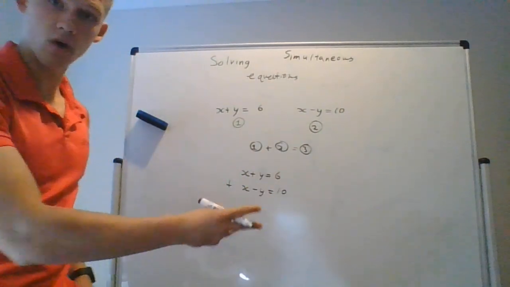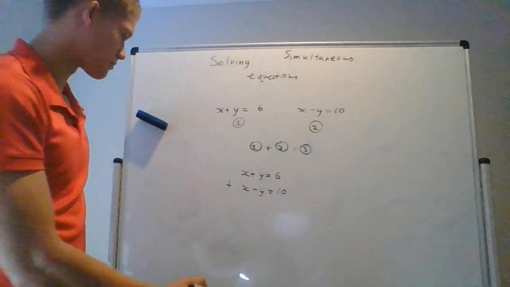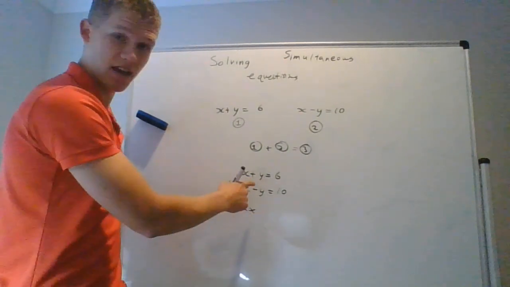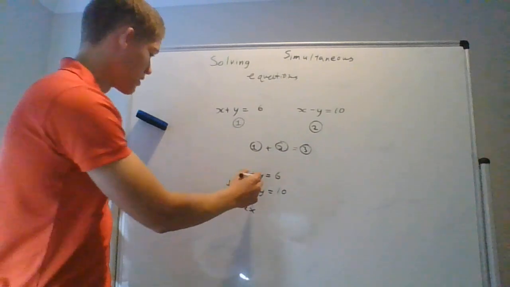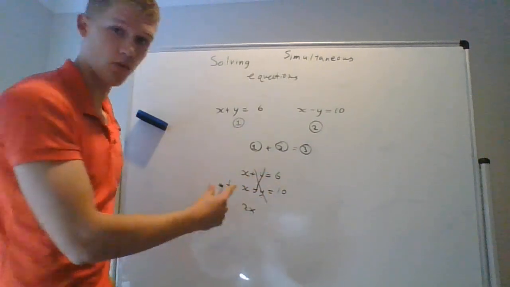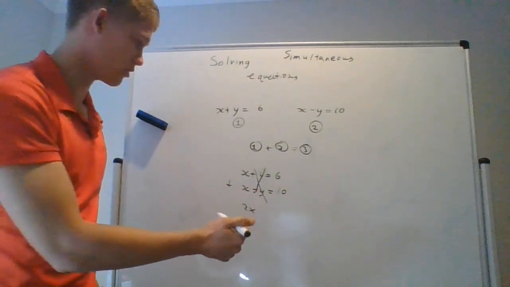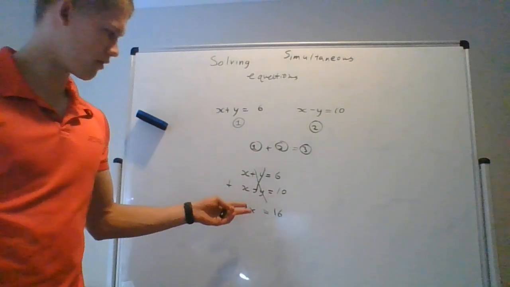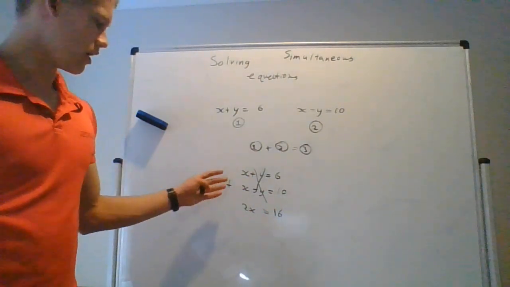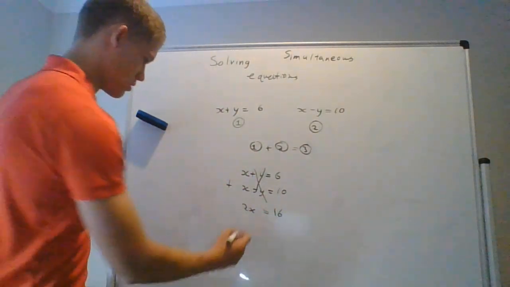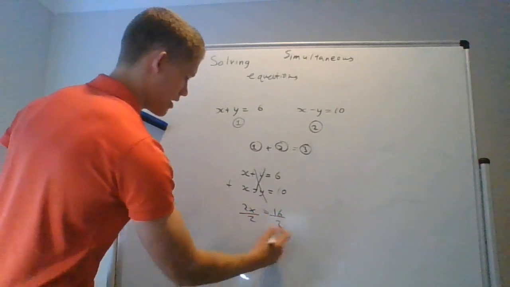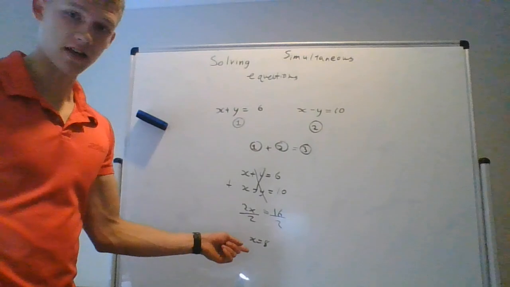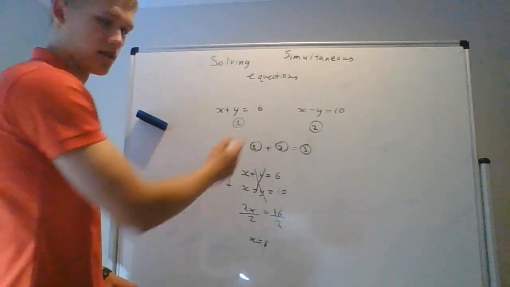Now you're probably wondering, why have I done that? Well, when these two plus, it'll become 2x. When a negative and a positive plus, they'll cancel out into nothing. So we've gotten rid of one of the unknowns. And when these two plus, it'll just become 16. So by eliminating y, we can now solve for x. So we just divide each side by 2, and x equals 8. And then you can substitute this x value into either one of these equations.